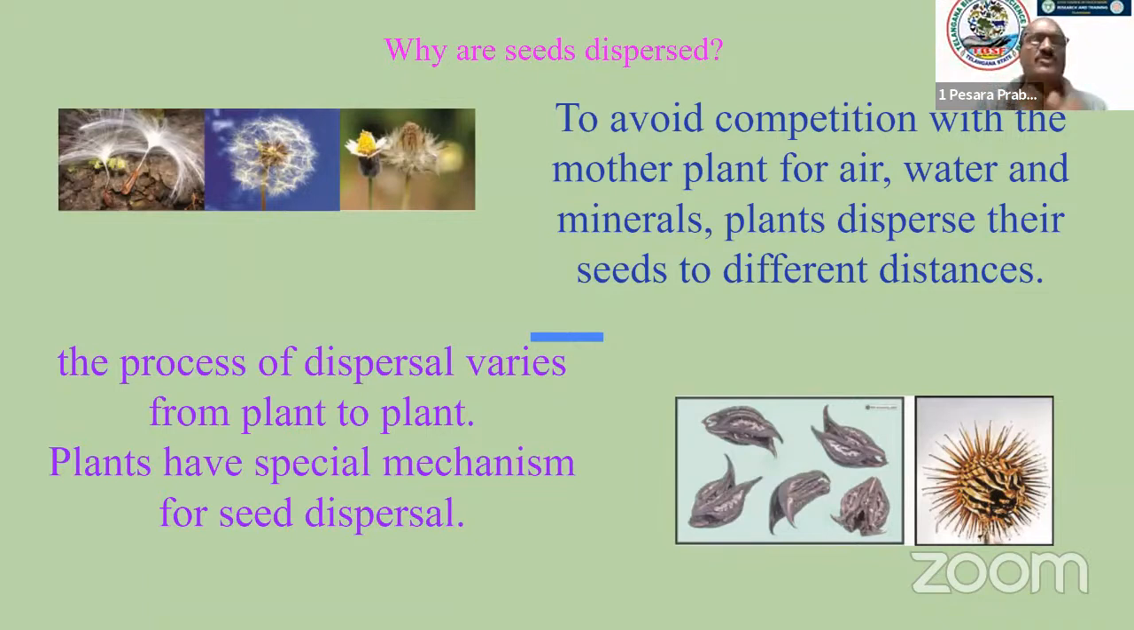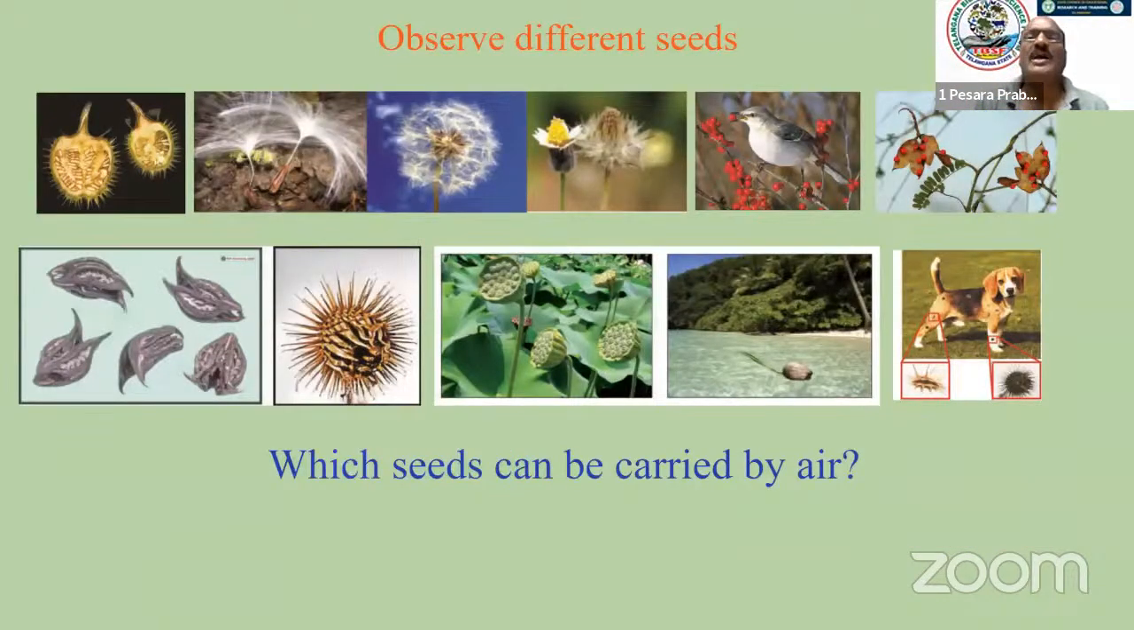So plants have special mechanisms for seed dispersal. Each and every plant has different mechanisms. Not all plants follow the same mechanism. As you know, there is diversity in seed dispersal also. Observe different seeds. Here, so many seeds are there. The seeds have different looks, shape, size, color, weight. All are different. Some have hooks, some have pricks and needles.